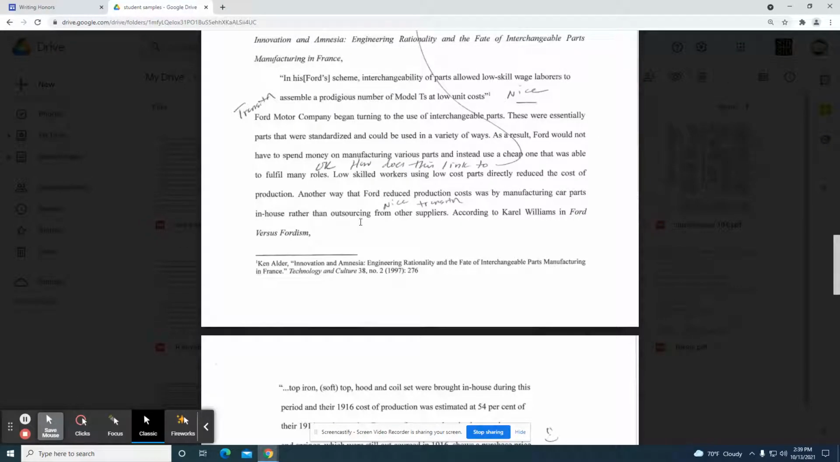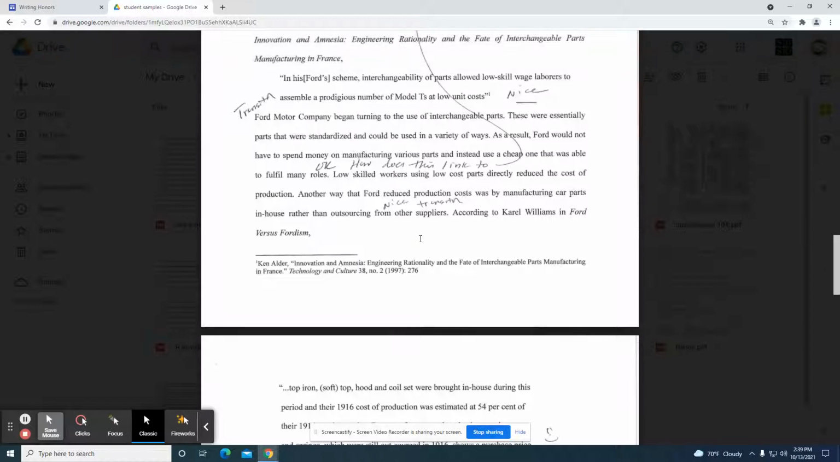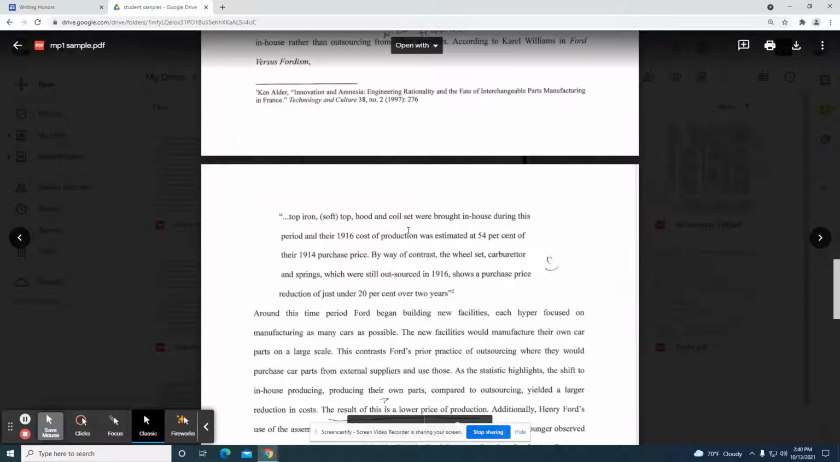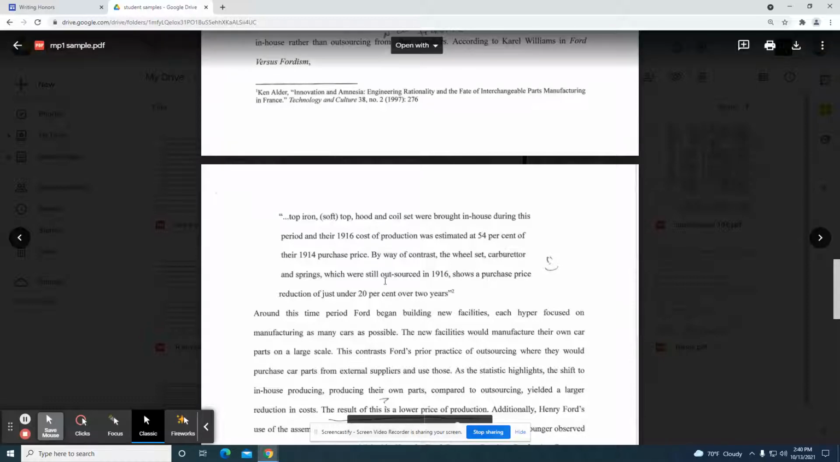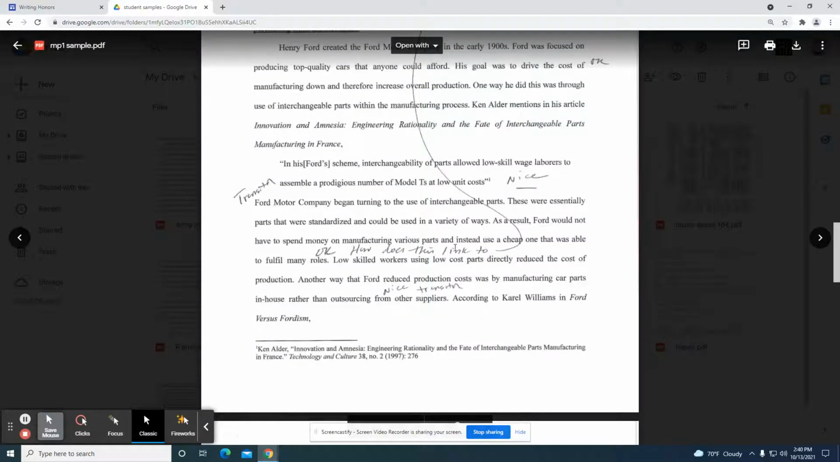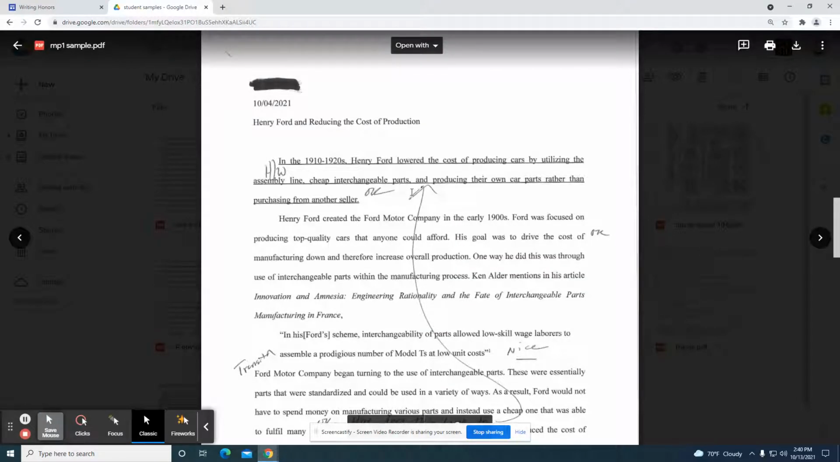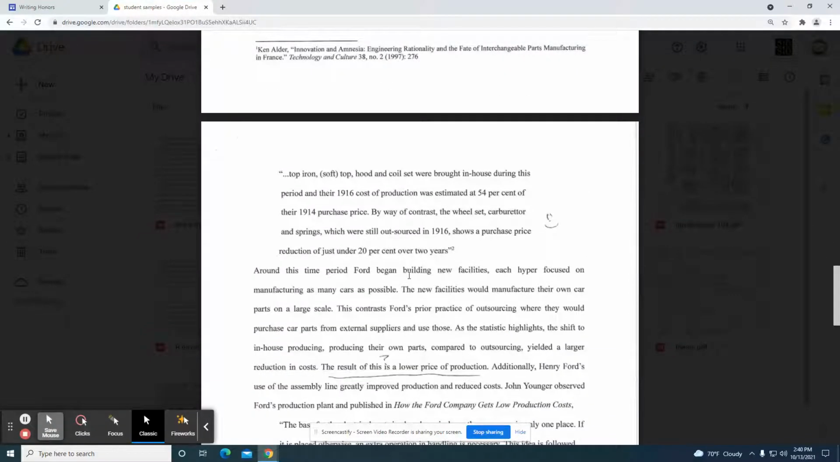So here, I probably would like to have seen a little bit more analysis making that point. Let's see where they go with the second one. According to Carl Williams and Ford versus Fordism, top iron, top hood, coil sets were brought in-house, and during this period, 16 cost per truck was estimated 54% of their purchase price by way of the wheel set, carburetor, shows a purchase price reduction. So this particular source kind of links with what they're addressing here, which is the whole point about interchangeable parts. The interchangeable parts, as well as the ability to produce them in-house, leads to a reduction of cost.